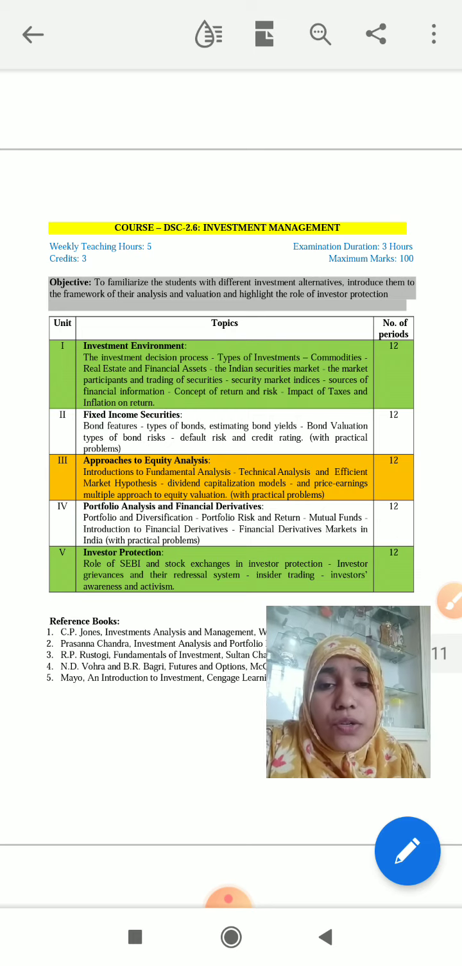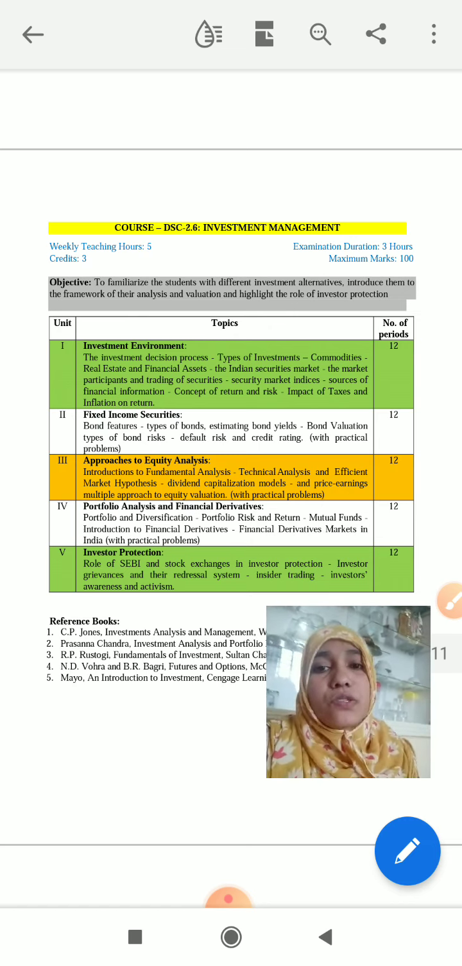Now let's move to the syllabus, the investment decision process. Here we get to know the types of investment in the form of commodities, real estate and financial assets, the Indian security market, market participants and trading of securities, market indices, sources of financial information, concept of return and risk, and impact of taxes and inflation on return.